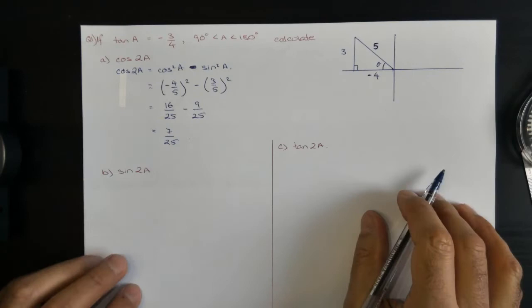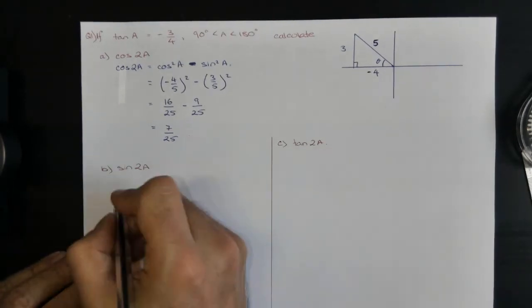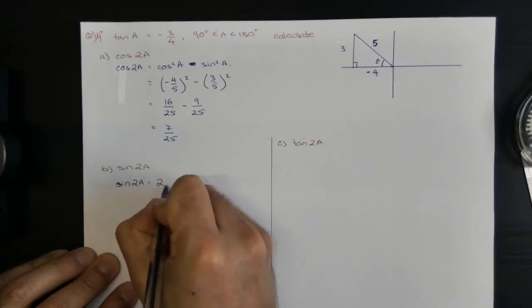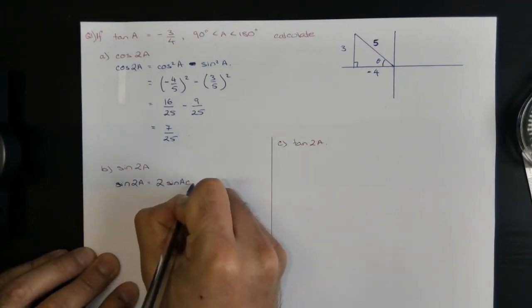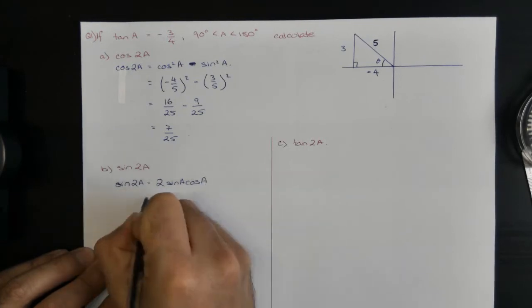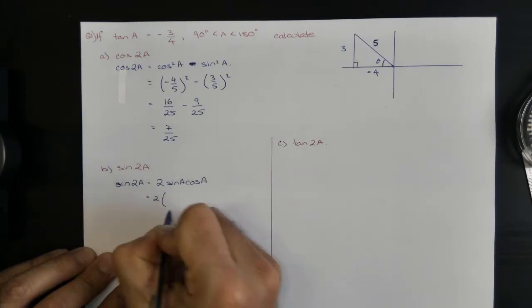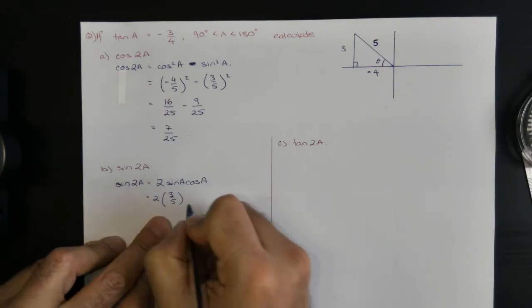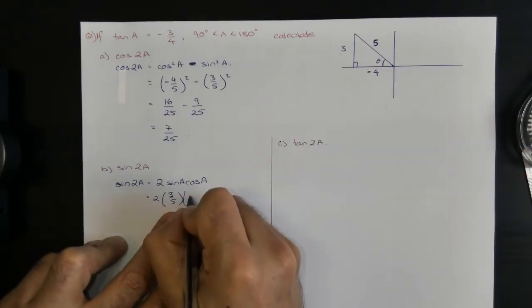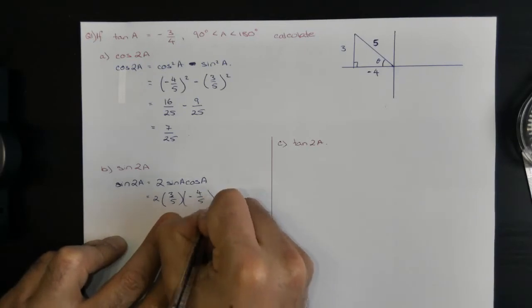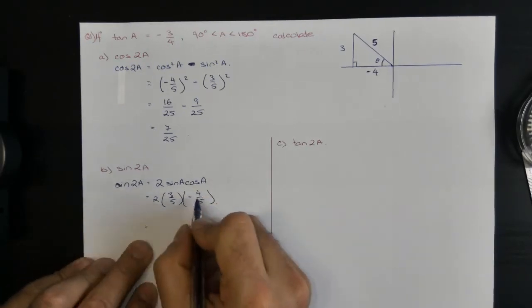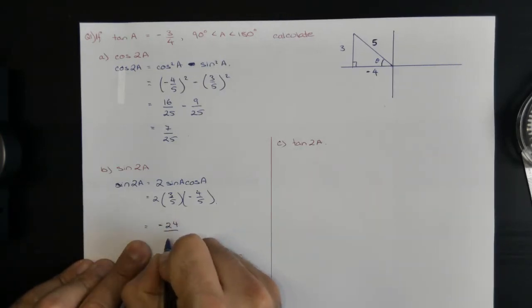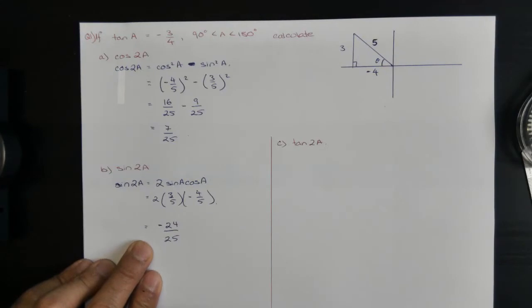Still using our example, we want to figure out what sine 2A is. Sine 2A is 2 lots of sine A cos A. In this case, sine A is 3 over 5, and cos A is negative 4 over 5. Multiply that across, and we get negative 24 over 25.